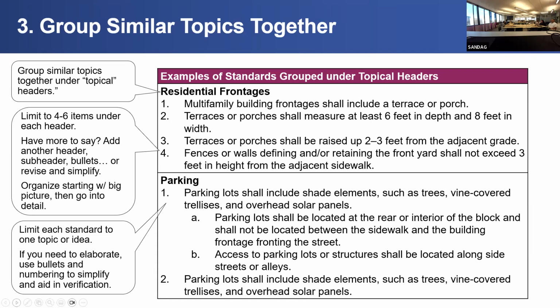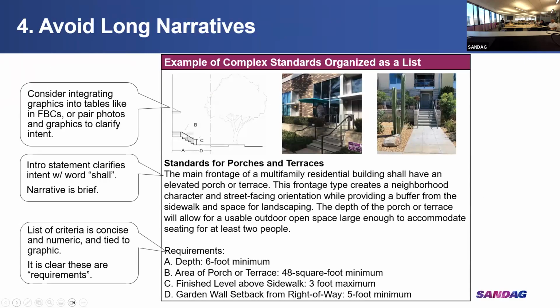And then if you are providing a comment letter, for example, you can very easily refer to these topical headers. So generally, we like to group under topical headers and really limit 4 to 6 items under each header. If you find that you just have a lot of standards, you should be looking for more topical headers, breaking down the discussion, looking at building and sub-bullets and other hierarchies so that you can simplify again interpretation. So these are some examples.